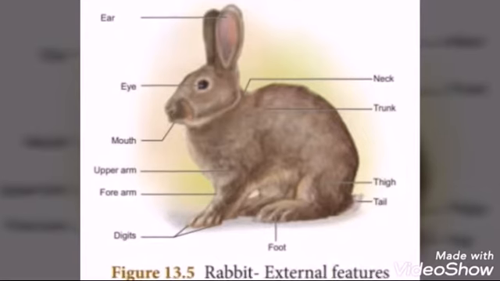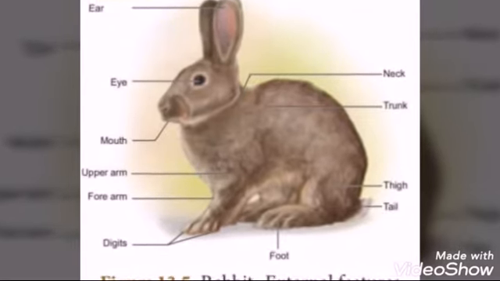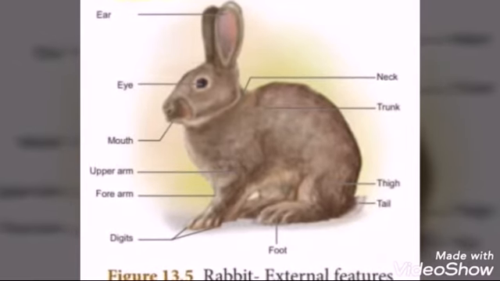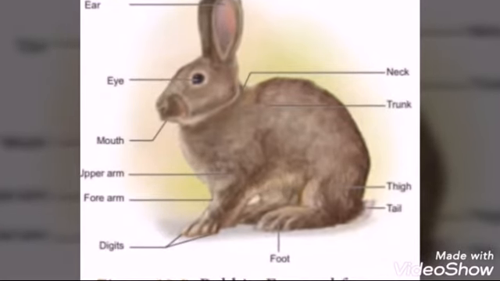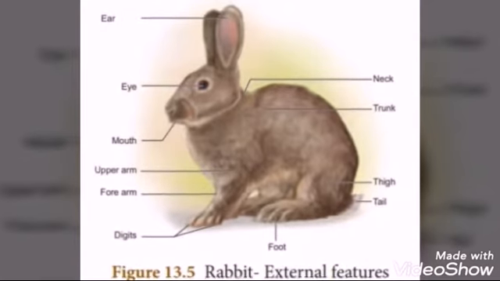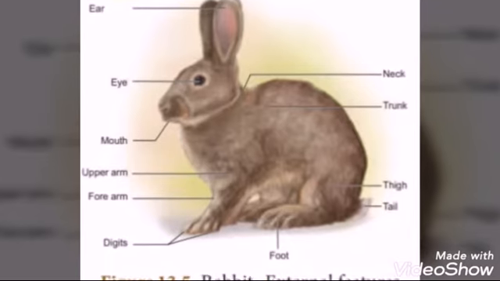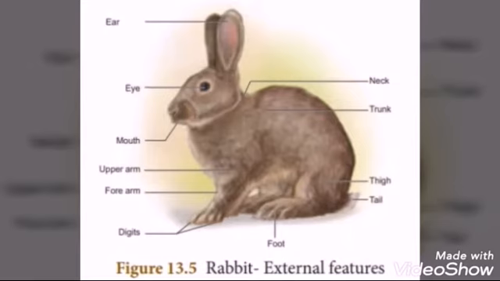Next, neck. The neck connects the head with the trunk. It helps to turn the head. Trunk region. The trunk is divisible into an anterior thorax and a posterior abdomen. In females, 4 or 5 teats or nipples are present on the ventral surface between thorax and abdomen. The trunk bears 2 pairs of pentadactyl limbs, that means 5 digits: forelimbs and hind limbs.